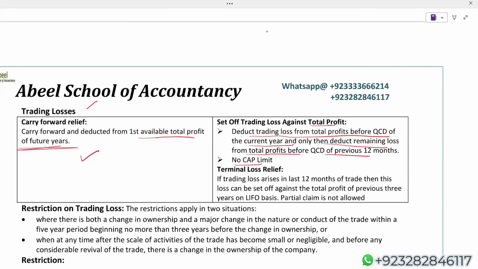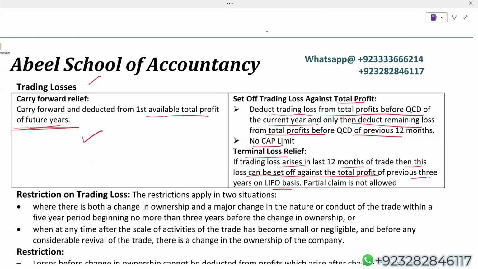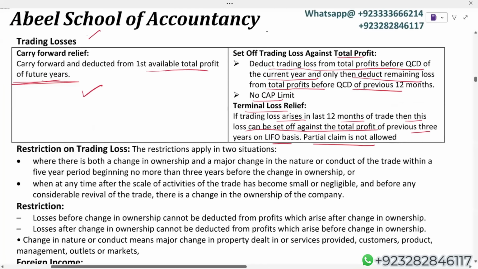Terminal loss is the loss of the last 12 months of the business. If the trading loss arises in the last 12 months of the trade, then this loss can be set off against the total profit of previous 3 years on a LIFO basis. Partial claim is not allowed. Restriction on trading loss.